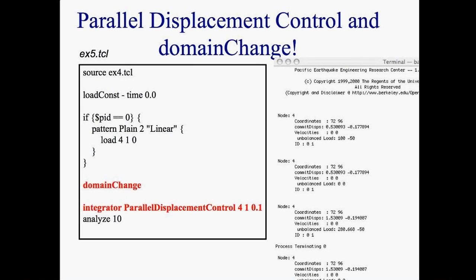So here's basically where I'm doing displacement control. Again, the integrator has to change from displacement control to parallel displacement control. And for displacement control, we also have to throw in a domain change. That's what it's used for. So anytime you're doing a large model on NP and you want to use displacement control, you have to use both the domain change method and you have to change your integrator.